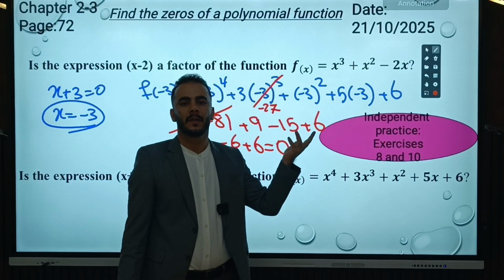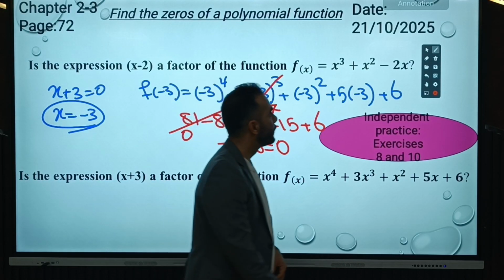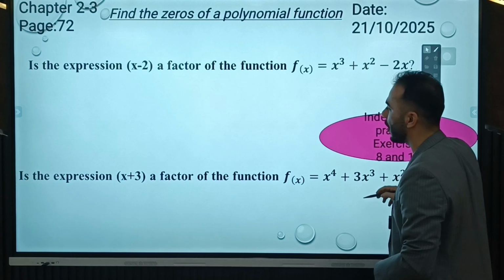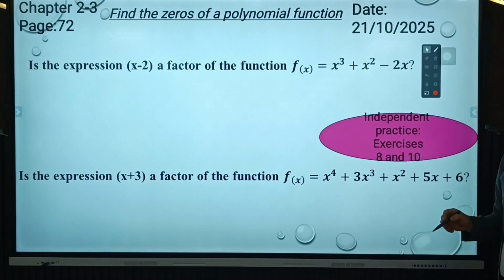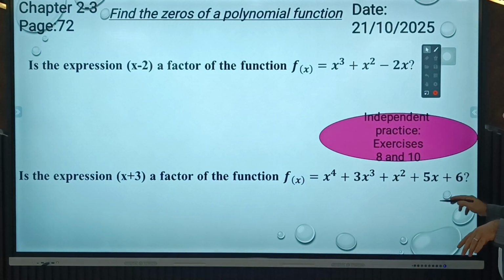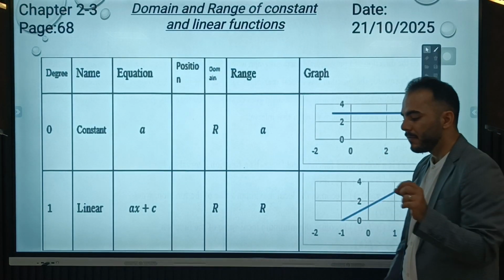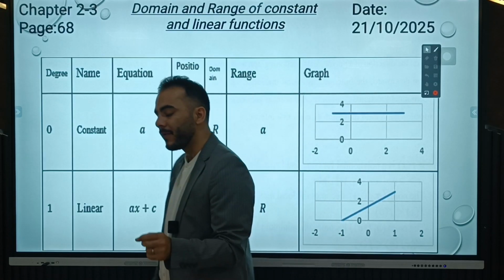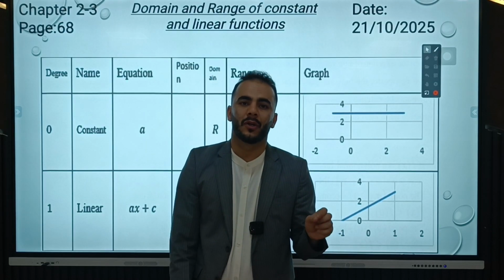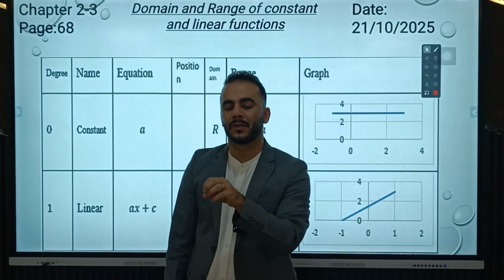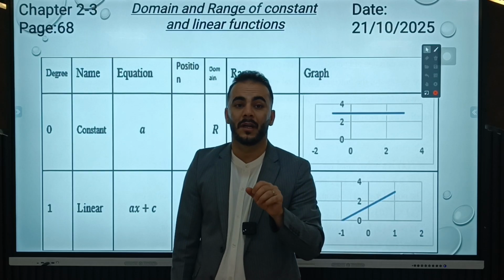That is regarding the story of a factor of a function. So it needs two steps. Equalize the factor to 0, and then substitute the value that you have got into our polynomial function. If the result became 0, you're going to say that, okay, that expression is a factor of this polynomial function. If the result became something different than 0, you're going to say that it's not a factor of this function.